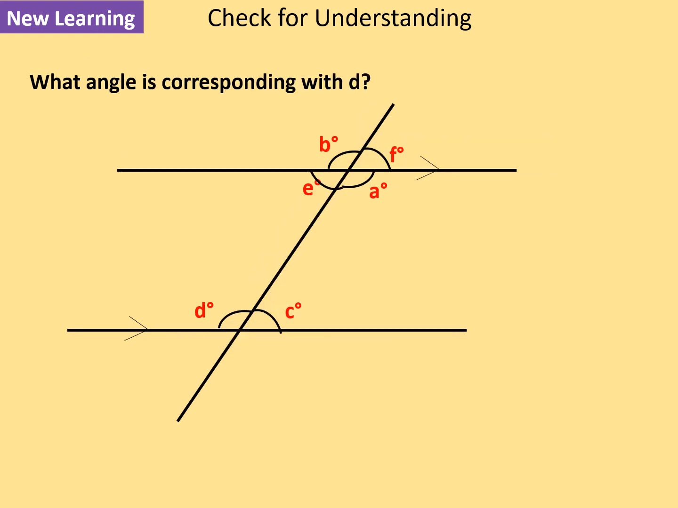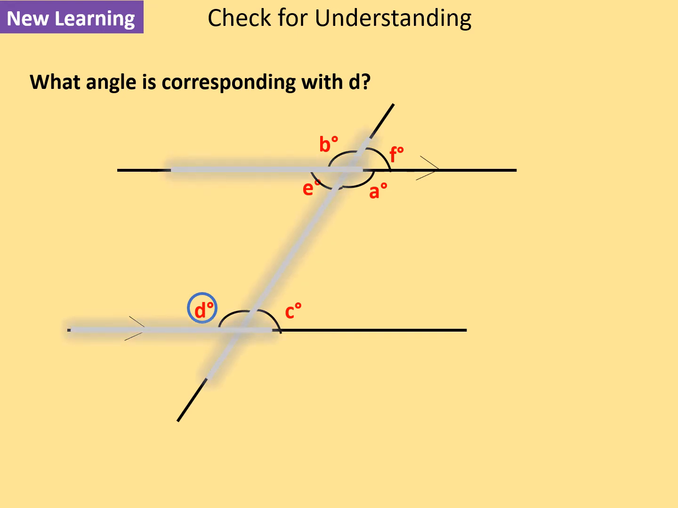Here is another example. What angle is corresponding with D? So let's look and focus on D. For a corresponding angle, it needs to be on the same side of the transversal, so it needs to be on the left side of the transversal, and it needs to be in a different region. So it cannot be in the interior region like E is.